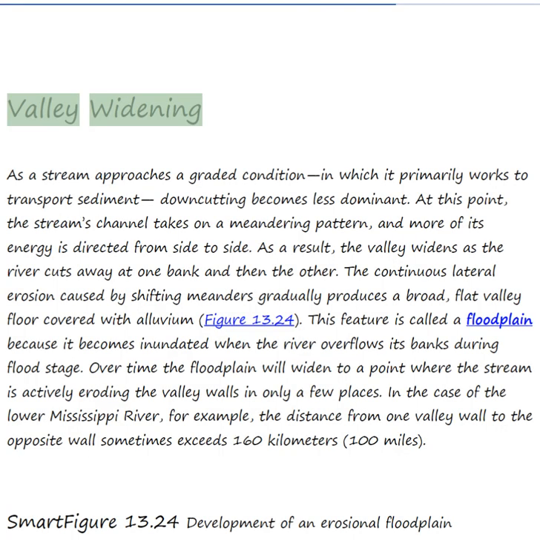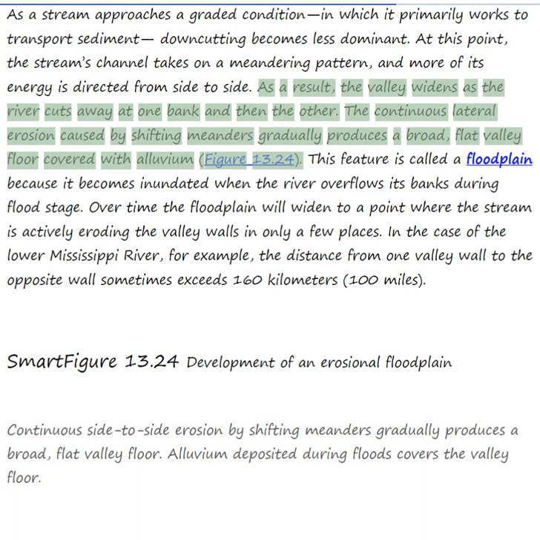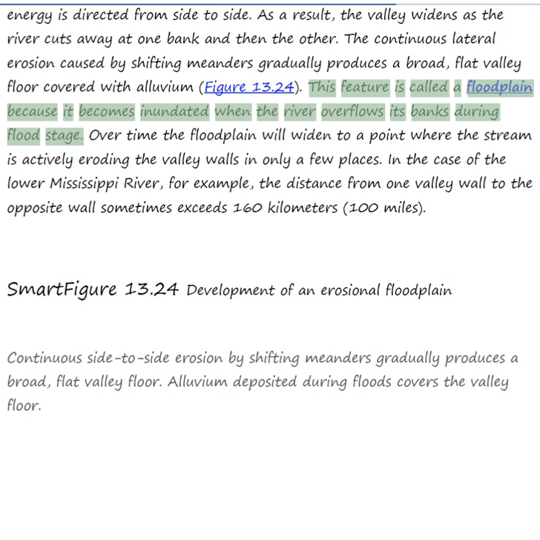Valley widening. As a stream approaches a graded condition, in which it primarily works to transport sediment, downcutting becomes less dominant. At this point, the stream's channel takes on a meandering pattern, and more of its energy is directed from side to side. As a result, the valley widens as the river cuts away at one bank and then the other. The continuous lateral erosion caused by shifting meanders gradually produces a broad, flat valley floor covered with alluvium. This feature is called a floodplain because it becomes inundated when the river overflows its banks during flood stage.